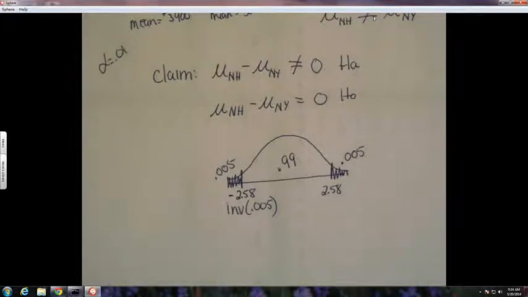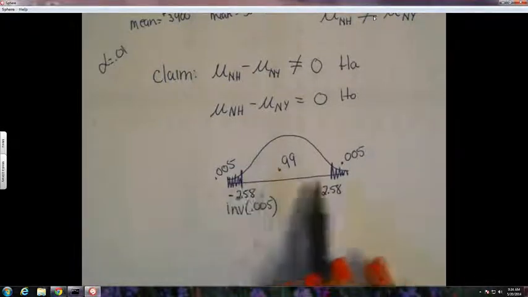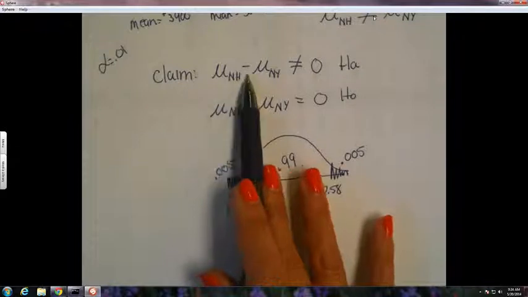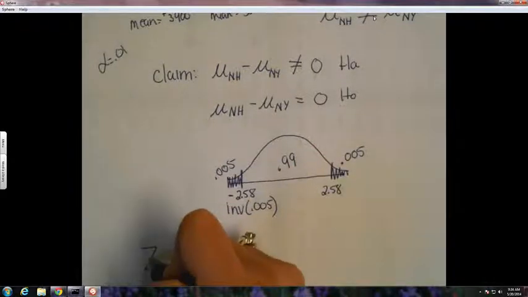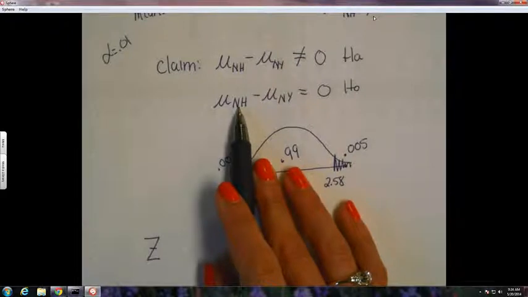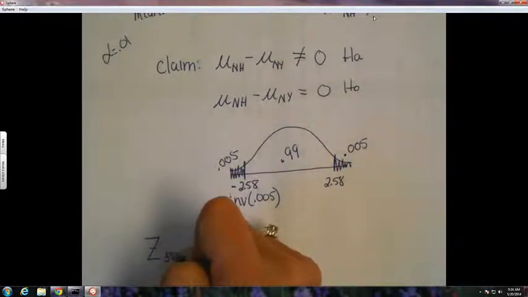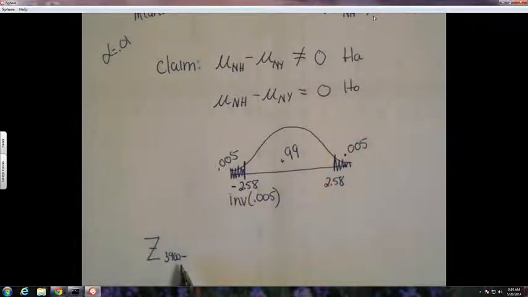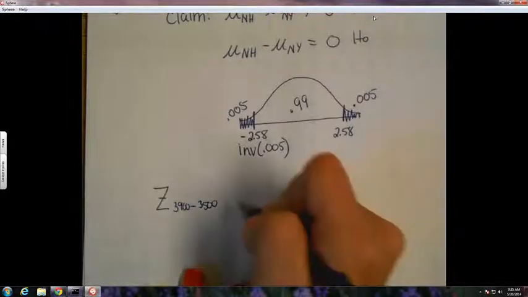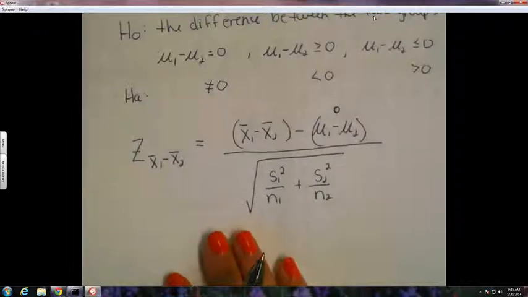What was next in the whole 5-step process? Turning the sample data into a z-score to see whether it falls in the shaded or the unshaded region. So I am testing the difference, and I wrote my claim as the mean of New Hampshire minus the mean of New York. So I want to turn my sample data into a z-score. What was my sample mean for New Hampshire? The 3,900. I'm going to be subtracting the New York one, which was 3,500. Originally, could you subtract New York and New Hampshire? Only if I wrote my claim that way. Okay, so now we're using this formula here. So I'm going to subtract the two means.